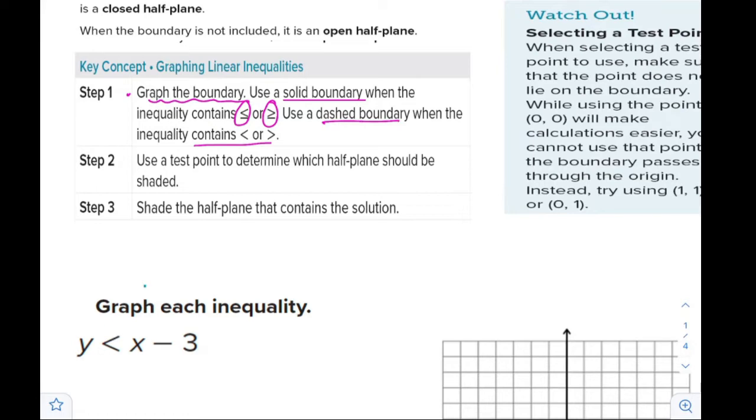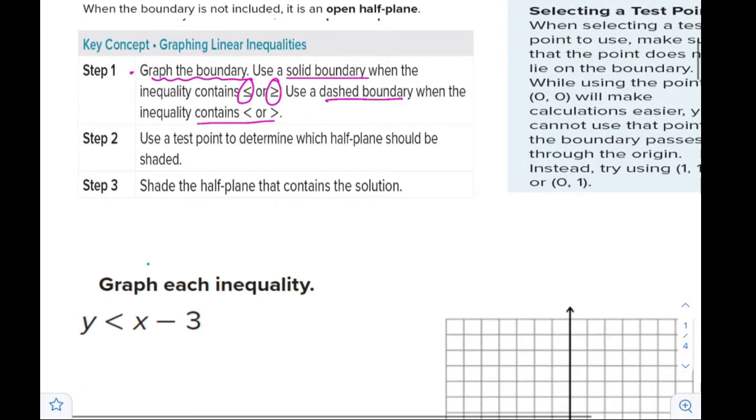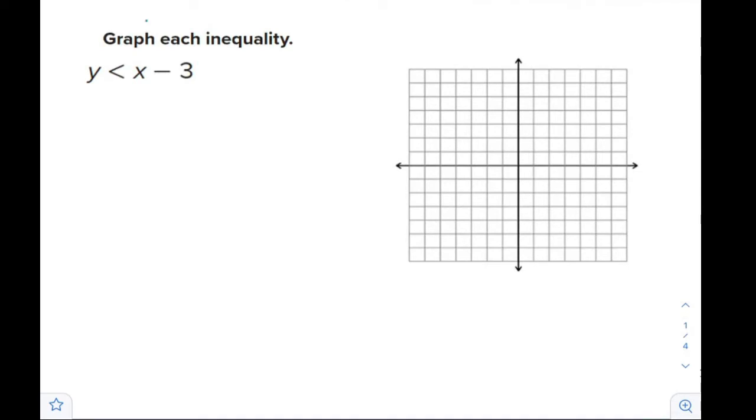Let's take examples to make it easier. Graph each inequality. Number one, y less than x minus 3. The boundary line here is y equals x minus 3. How can we graph y equals x minus 3?